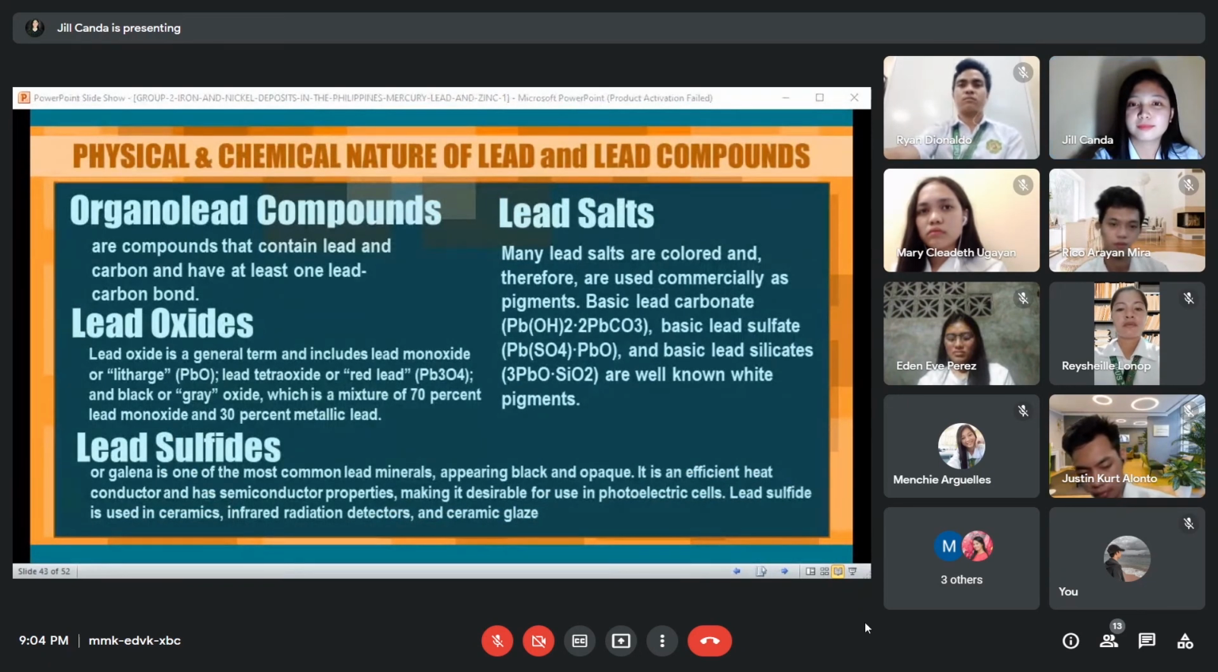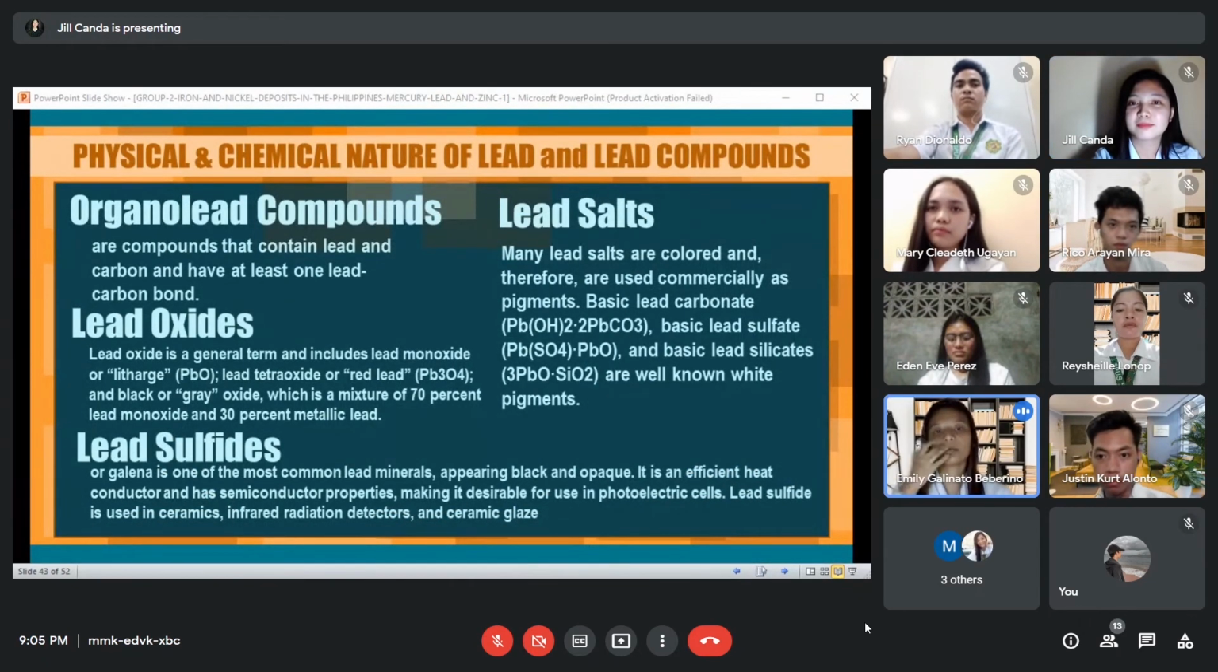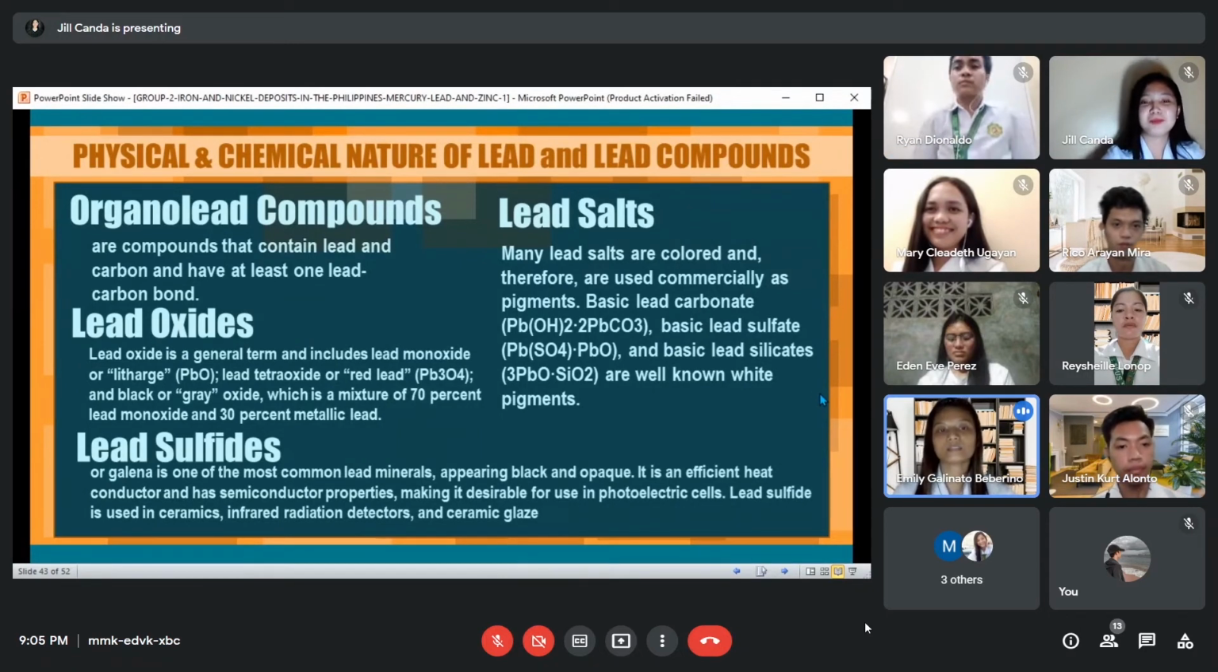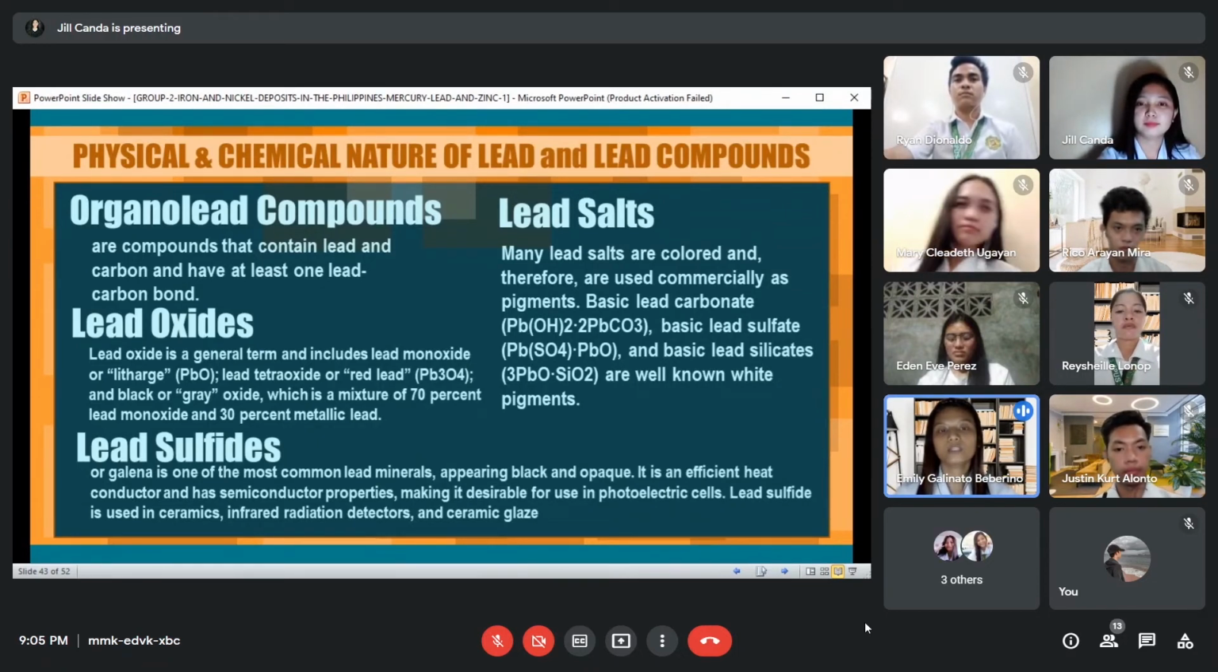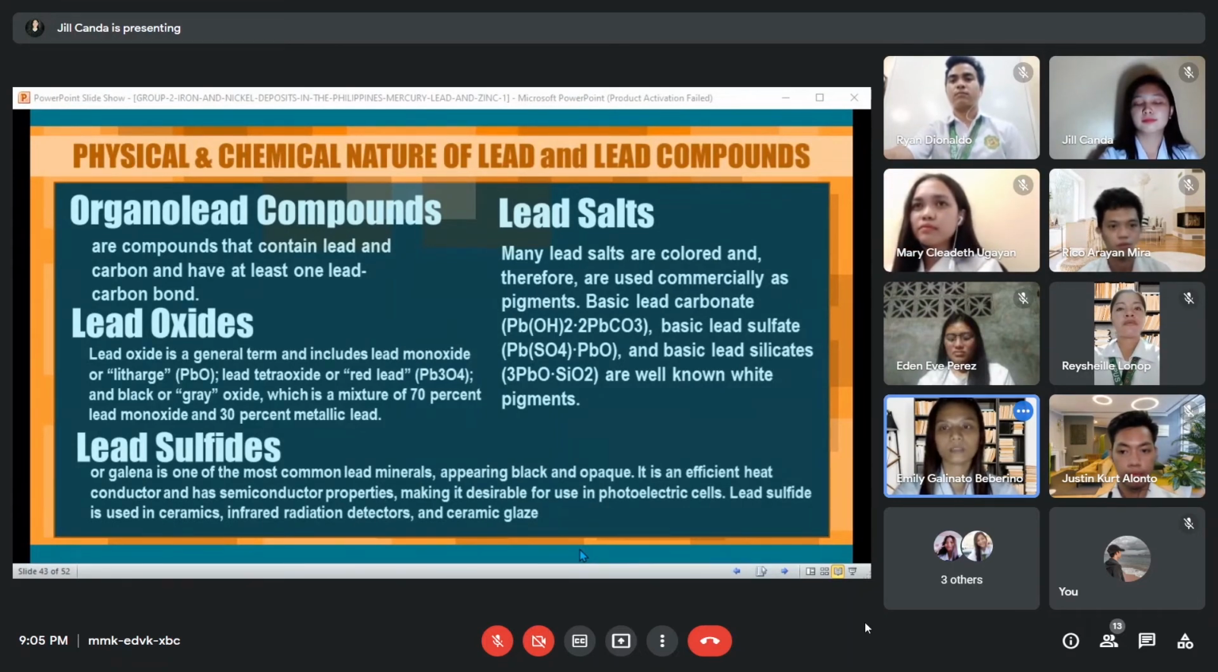So let's move on to the physical and chemical nature of lead and lead compounds. Lead in its compound form also has many uses in manufacturing processes, primarily as pigments. Lead compounds can be classified into the following general categories: first is organolead compounds, lead oxides, lead sulfides, and lead salts. Each of these classes of lead compounds is discussed briefly.